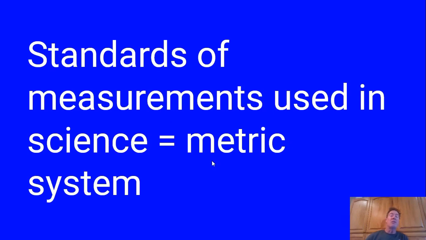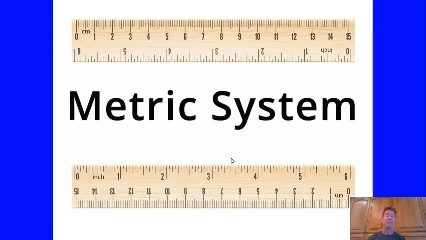So the standard of measurements used in science universally is the metric system. And I know here in the States we don't like to use the metric system much, but hey, this is science and we've got to get on board. You can continue to use the other measurements in your day-to-day life, but when it comes to science, when it comes to chemistry, we're going to use the metric system.